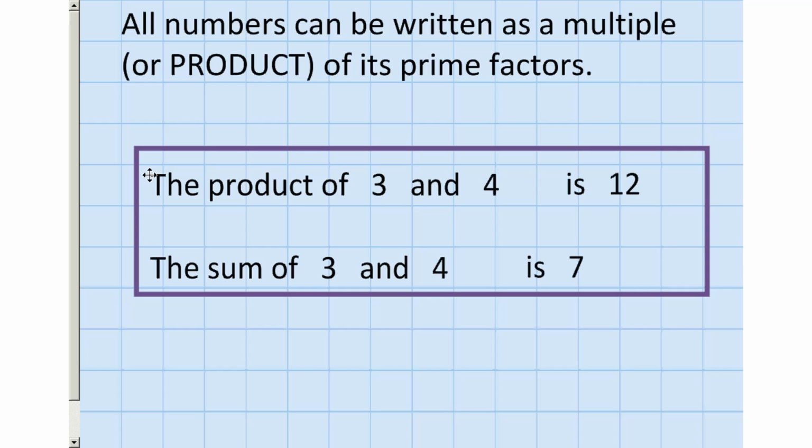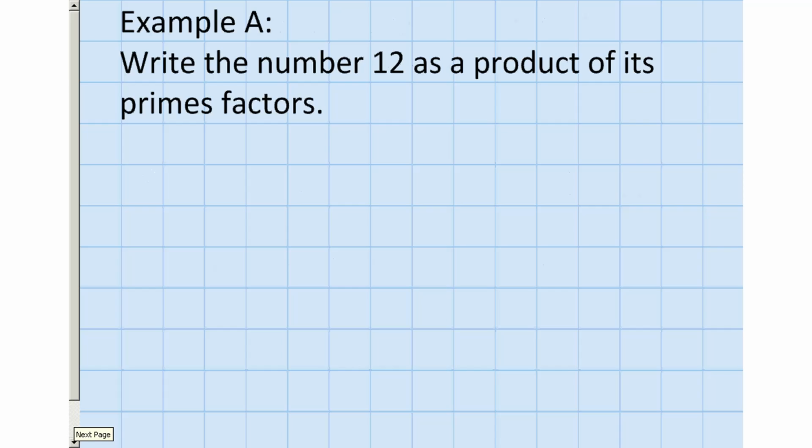So all numbers can be written as a multiple or product of prime factors means that any number, no matter how big, you can break it down so it's really just a load of prime numbers multiplied together. And the best way to demonstrate this is with an example. So write the number 12 as a product of its prime factors.